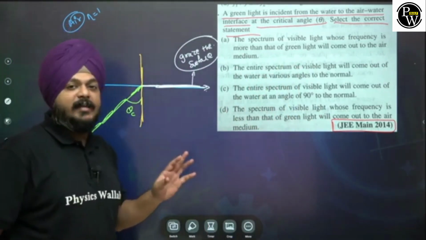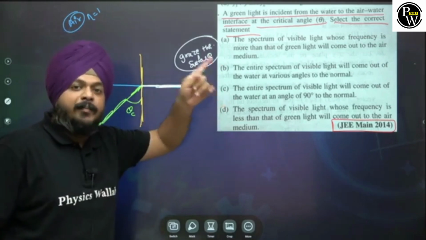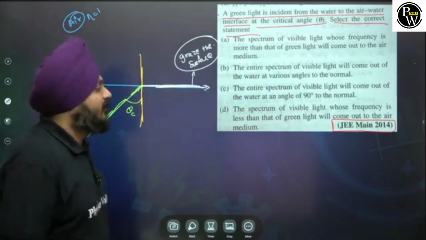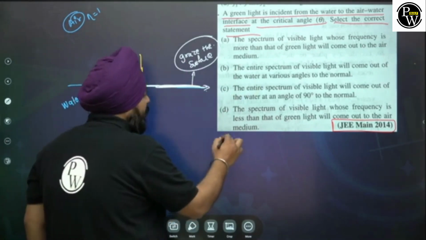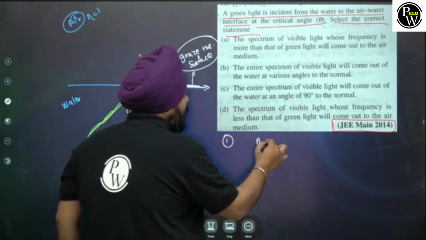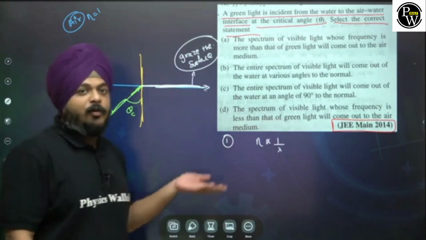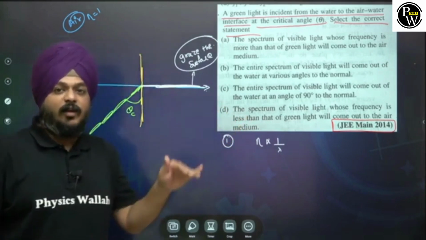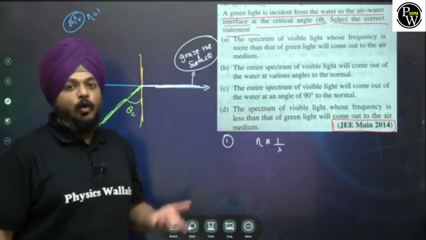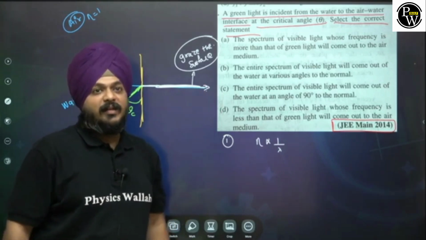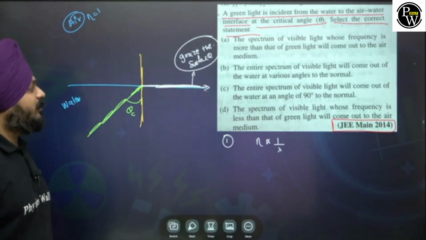So in that case, we found that there is some relation between the refractive index and the wavelength. That relation is that the refractive index is inversely proportional to the wavelength of the light. The higher the wavelength, the lower the refractive index, and the lower the wavelength, the higher the refractive index, and vice versa.